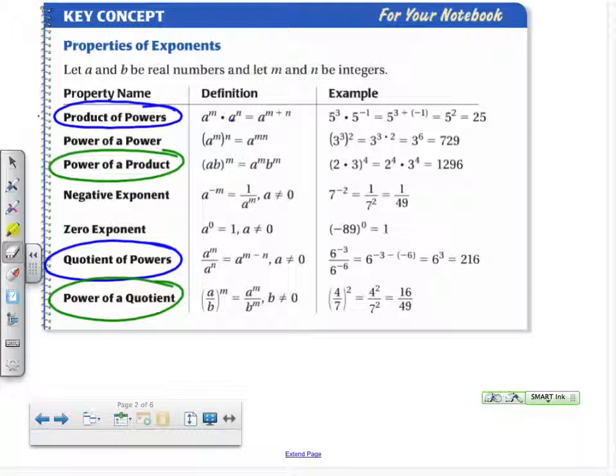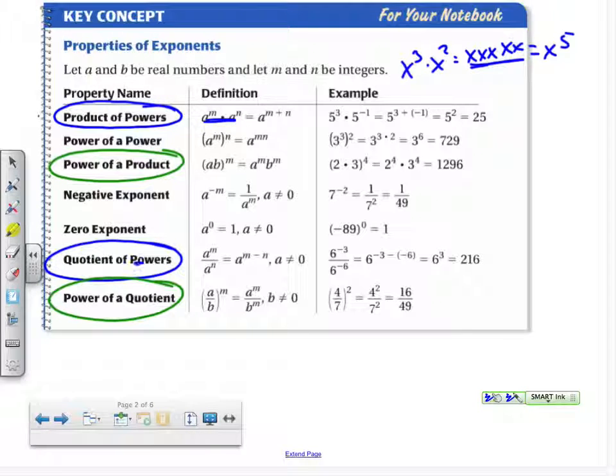More concrete example, if you have x to the third times x squared, well, x to the third is x times x times x, and x squared is x times x. You end up with 5 x's, x to the fifth. Shortcut, you could have just added 3 and 2 at the beginning. All right? So when you're multiplying exponents with the same base, you can add the powers.